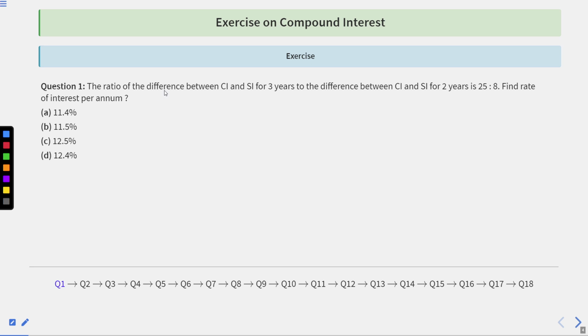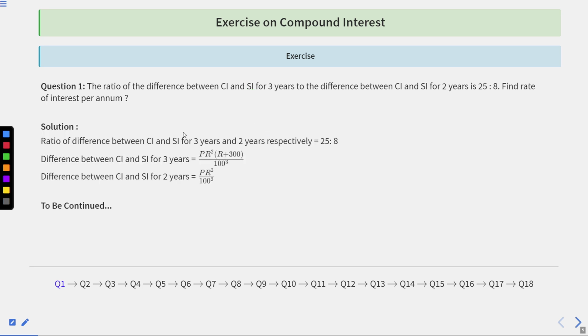The ratio of difference between CI and SI for 3 years to the difference between CI and SI for 2 years is given to be 25:8. Find the interest rate per annum. So let us have a look over the solution.